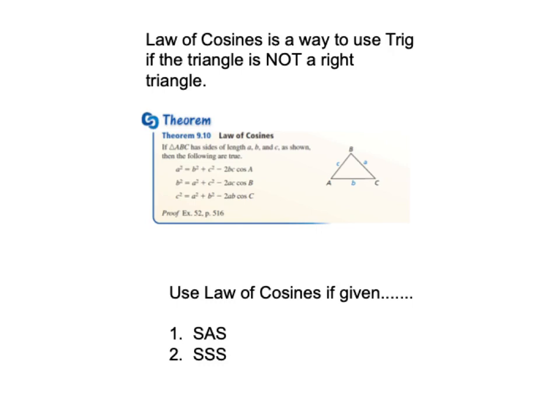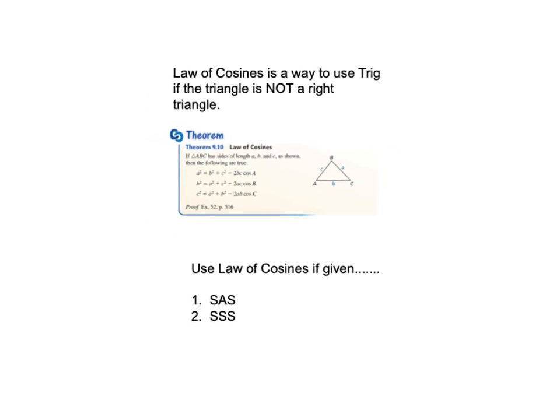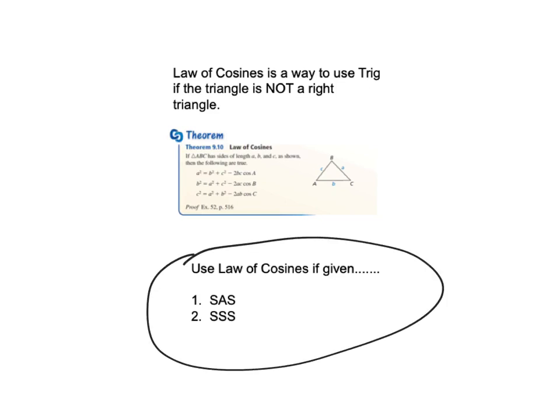Today we're just going to look at a way we could find a side length of a triangle if it's not a right triangle, and a way that we can use the law of cosines in order to find an angle measure if it's not a right triangle. So basically, if you have information that's given to you, if it's side angle side or side side side, like it says down here, you would use the law of cosines.